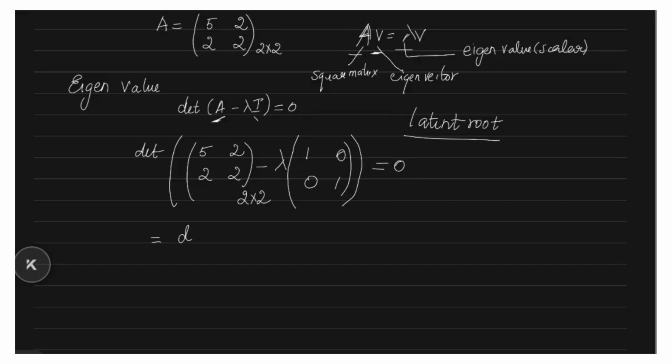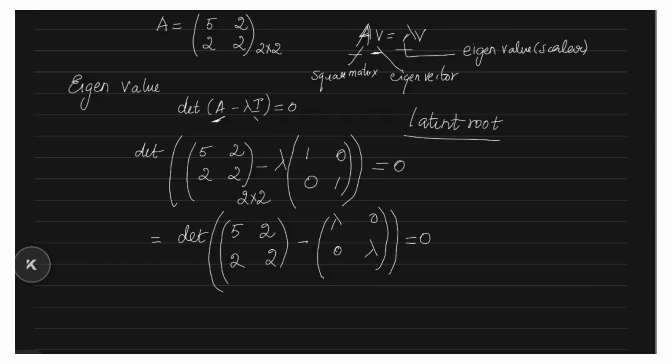Now it will be the determinant of whatever is inside the bracket, with normal subtraction. Lambda is multiplied inside: lambda into 1, lambda into 0, lambda into 0, lambda into 1. So this is the determinant of 5 minus lambda, then 2 minus 0, which is 2, then 2 minus 0, which is 2, and next 2 minus lambda. This should be equated to 0.